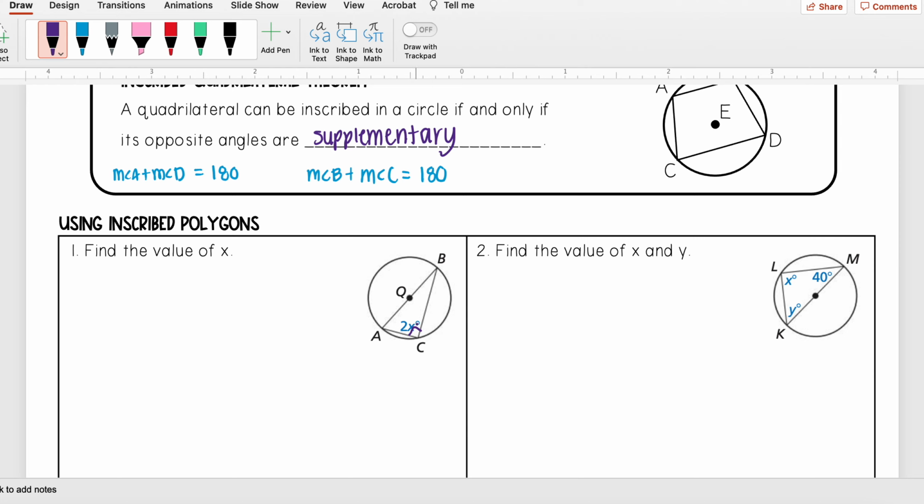So to find the value of x, since 2x is a 90-degree angle, that means that 2x is equal to 90. And then I just need to divide both sides by 2. And I get that x is equal to 45.